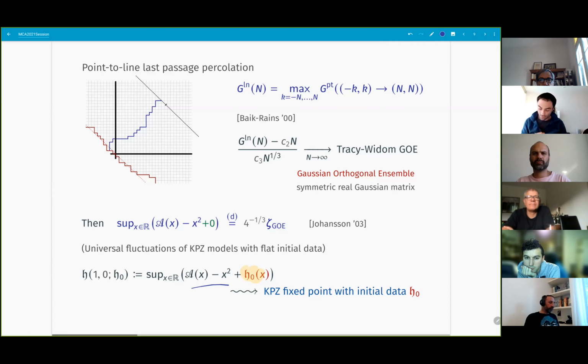So what I'm writing here on the left is really the KPZ fixed point with that initial data, but I don't want to get into that too deeply. Essentially you put here a function and then pass it through this variational formula, and it gives you the asymptotic fluctuations of KPZ models with the chosen initial condition.